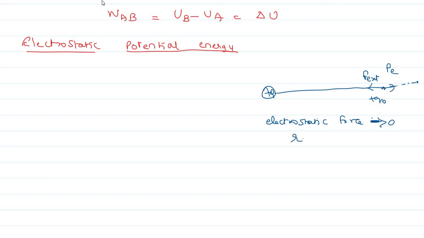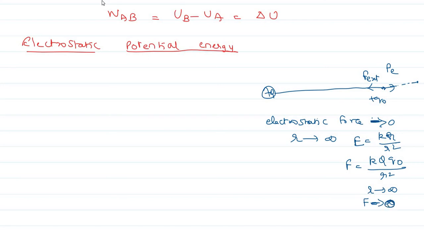When r reaches infinity, what is the electrostatic force? If you talk about the electric field, it is kQ by r square. Our electrostatic force, if we want, is kQQ0 by r square. When r tends to infinity, what will happen? The force will tend to 0, right? Because r is in the denominator, and anything divided by infinity will give you 0. The force will be literally 0.